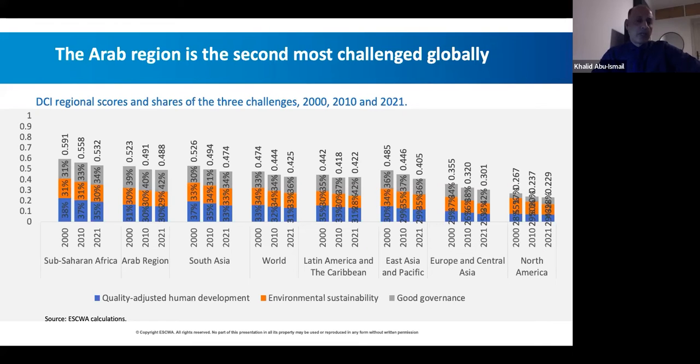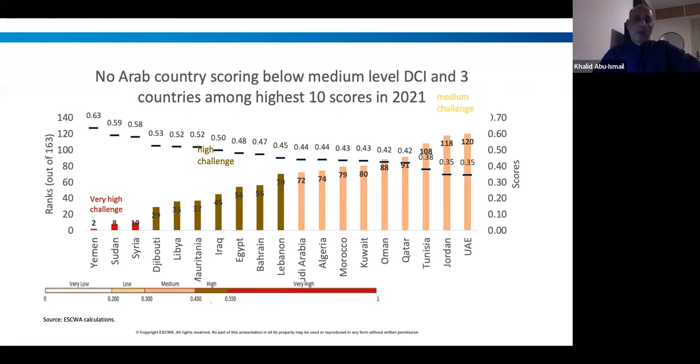As it turns out, governance has the highest share of the DCI in the Arab region, much higher than the world average and much higher than in other regions. Well, that also, interestingly, comes up to a very different story about the distribution of countries, because we don't have a single Arab country that has a challenge below the medium level. And more than 2/3 of the population of the region lies in countries that are classified as a high level of challenge or a very high level of challenge.